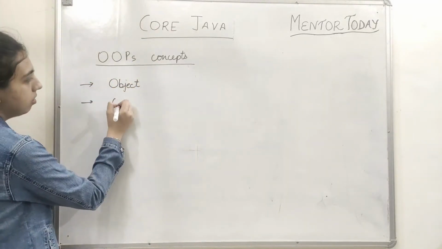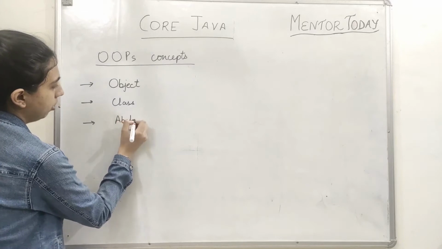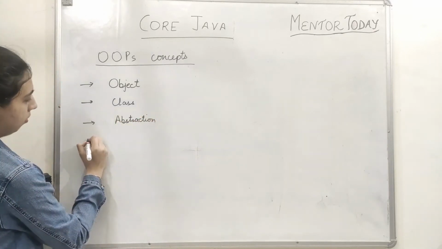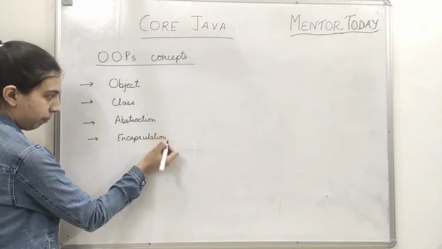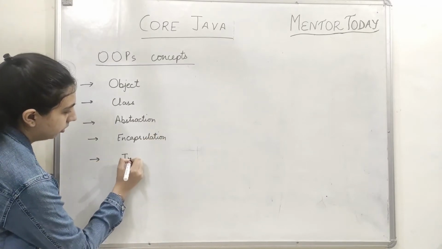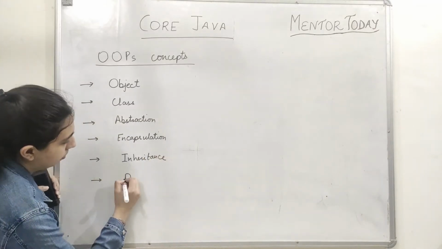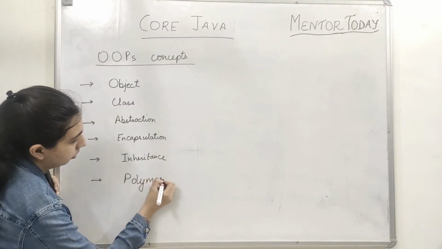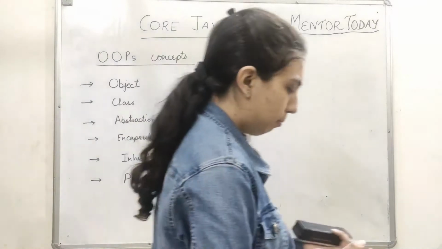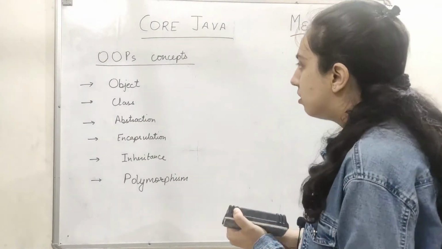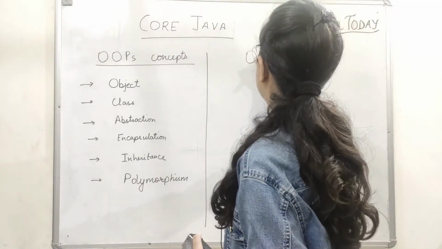The second is class. The third is abstraction. Fourth is encapsulation. Fifth is inheritance. And polymorphism. We are going to study each and every concept one by one, and let's see what these concepts mean. First of all, we'll study object.